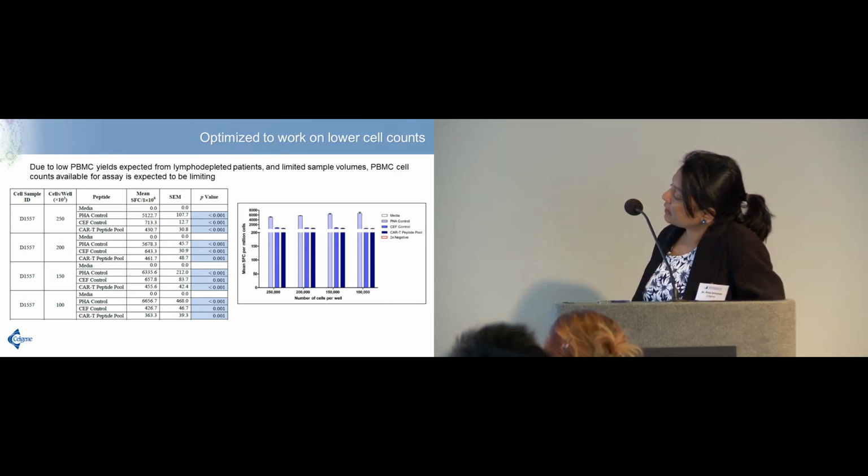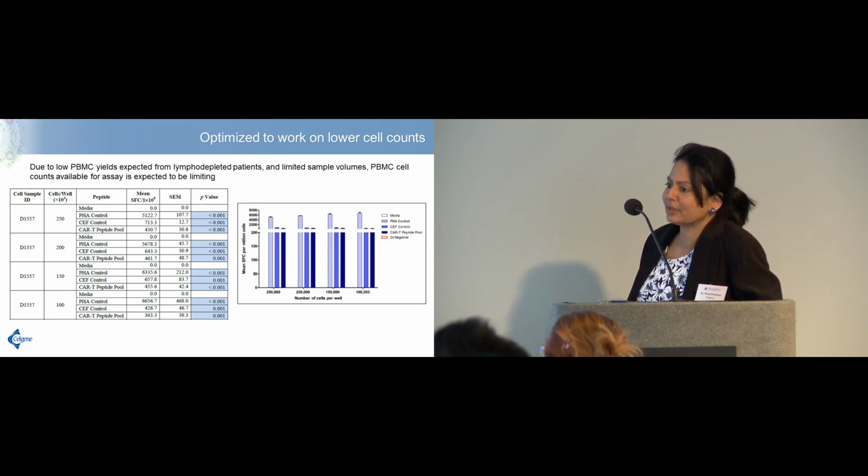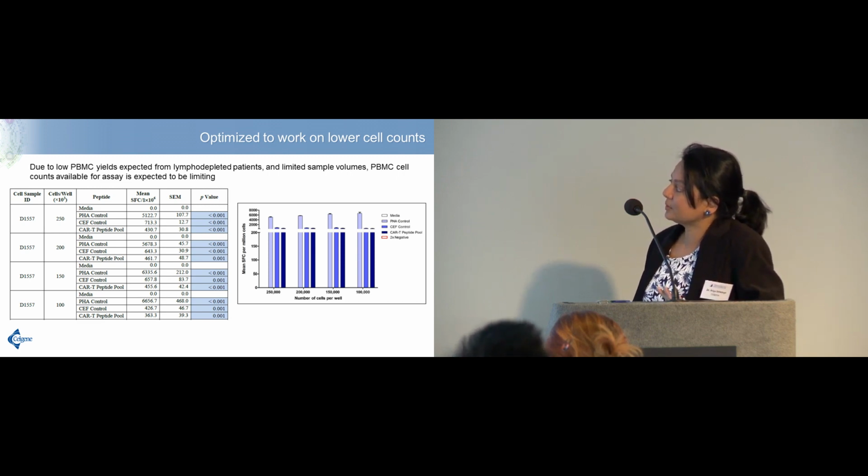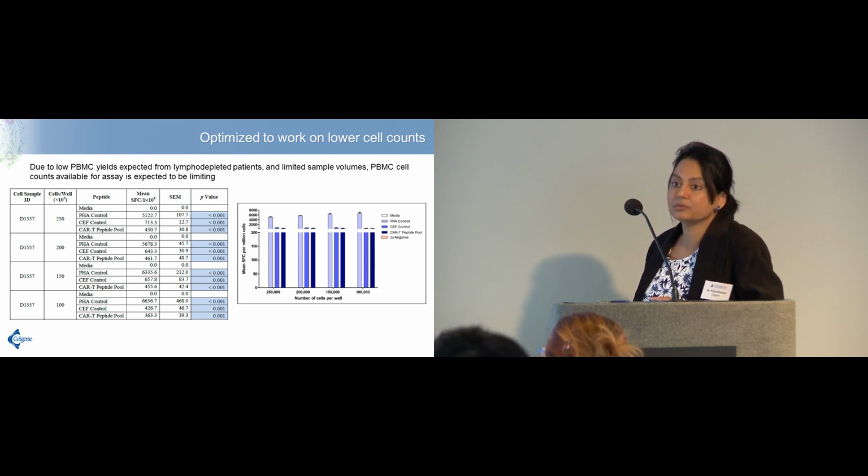So, lower cell counts, I thought this was interesting. So ideally 250 million cells, is that? No, 250,000 cells per well is what ProImmune recommends. That's the ideal situation. We dialed that down to 200, 150, and 100 and tested it with PHA, CEF, as well as our CAR T peptide pool to make sure that we are functioning.